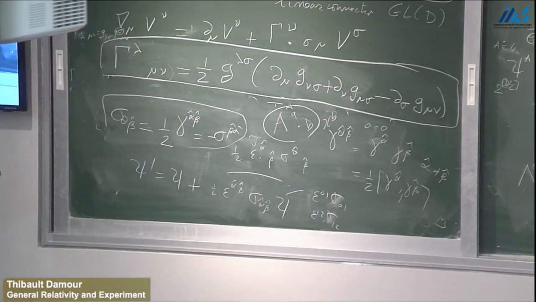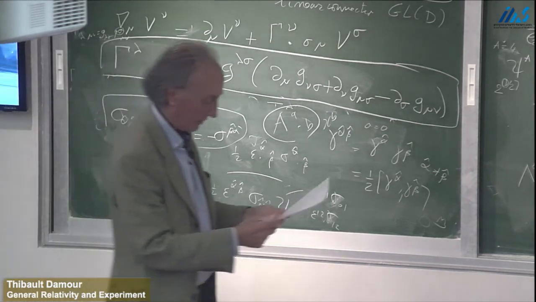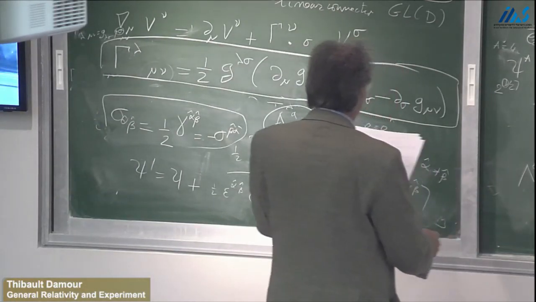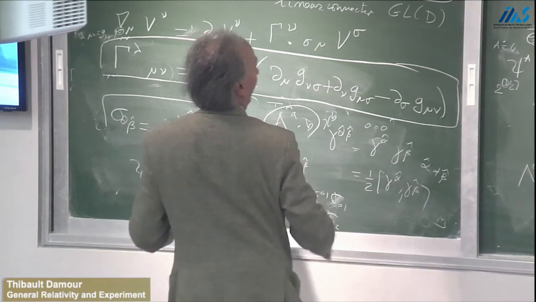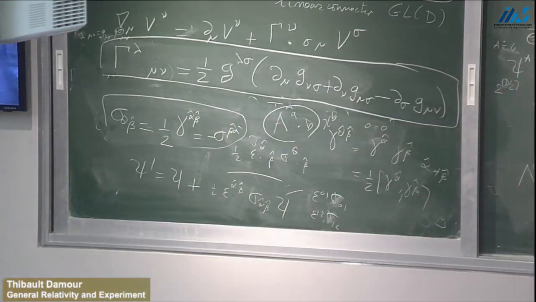A spinor is something that rotates, when a vector rotates by 2 pi, a spinor rotates by half of this. That's why you need a 4 pi rotation to have really something. Okay, so I have defined here, given this thing, I can now write the connection of a spinor.